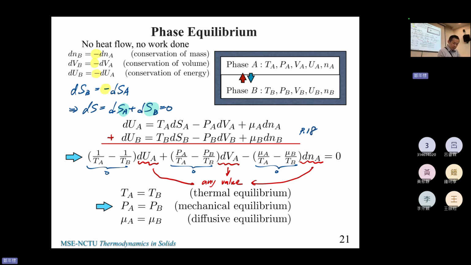Okay, so you can see this one, TA equal to TB, reach the equilibrium. PA equal to PB, reach the equilibrium. Mu A equal to Mu B, reach the equilibrium. All right, so that's the idea. So everything equal to each other become equilibrium.